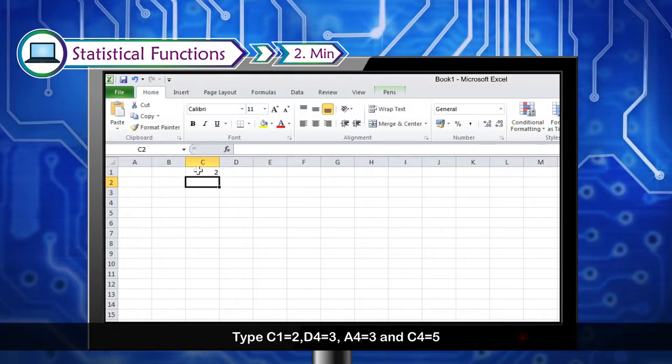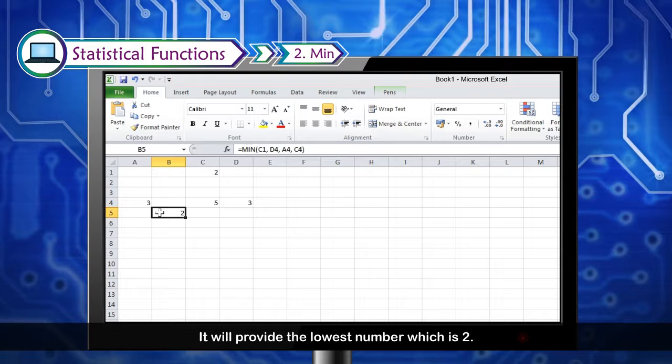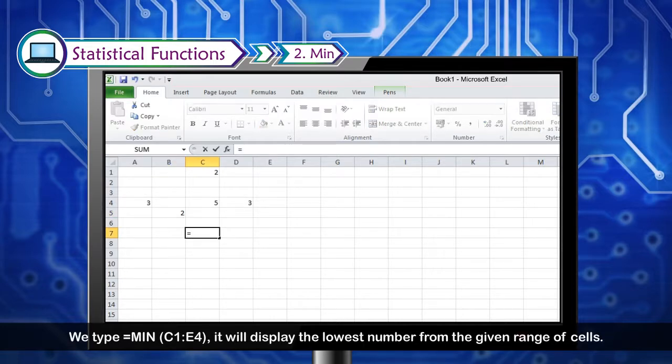Type C1 = 2, D4 = 3, A4 = 3, and C4 = 5. We type =MIN(C1, D4, A4, C4) in cell B5. It will provide the lowest number, which is 2. We type =MIN(C1:E4). It will display the lowest number from the given range of cells.